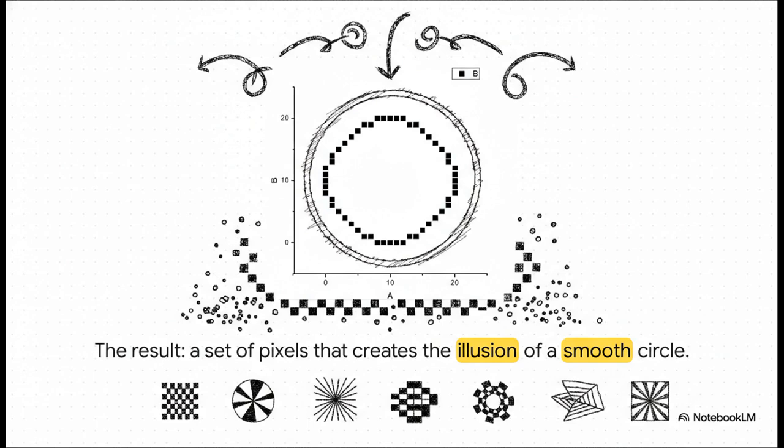Now, is it a perfect curve? No, of course not. It can't be. We're still working with a grid of squares. But by following that simple recipe, the computer has picked the absolute best set of pixels to trick our eyes into seeing a smooth circle.